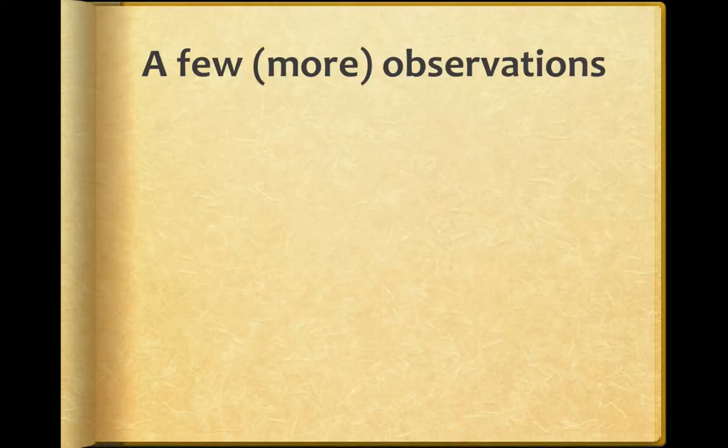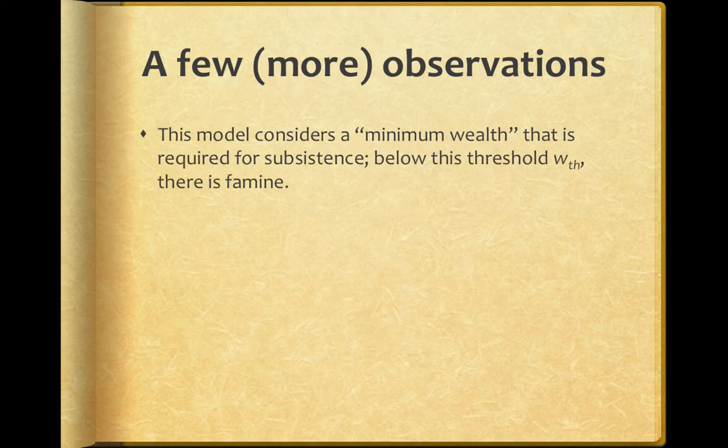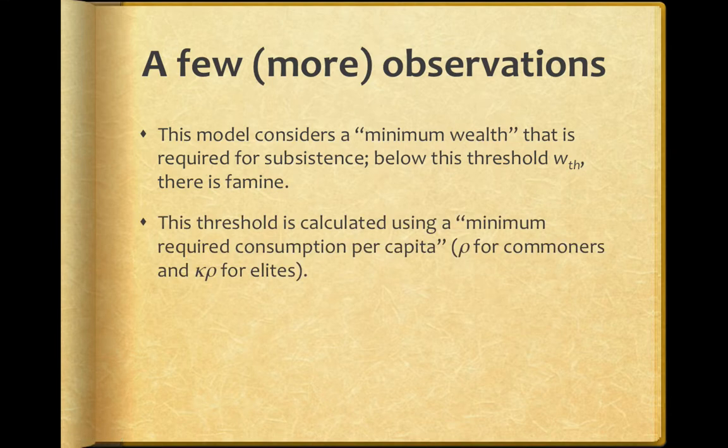So that's essentially a very, very simple formulation. We can make a few more observations. This model considers a minimum wealth which is required for subsistence. Below this threshold, there's essentially famine. This threshold is calculated using a minimum required consumption per capita, which is rho for the commoners and kappa rho for the elites. So that's the minimum required consumption.